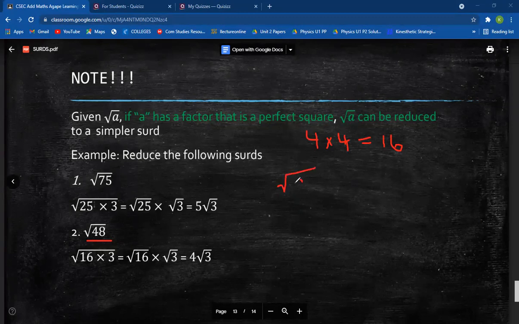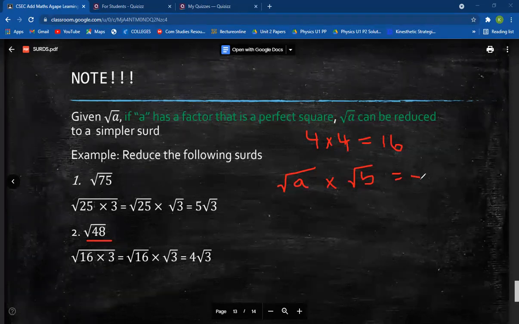Remember the rule, square root of a times the square root of b is the same as saying the square root of a times b. So I just said 16 is a factor of 48. If I say 16 times 3, 16 times 3 is going to give me 48.